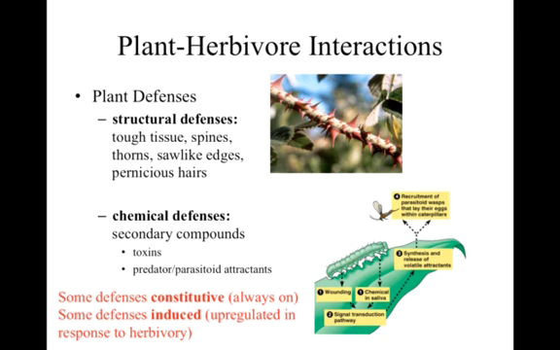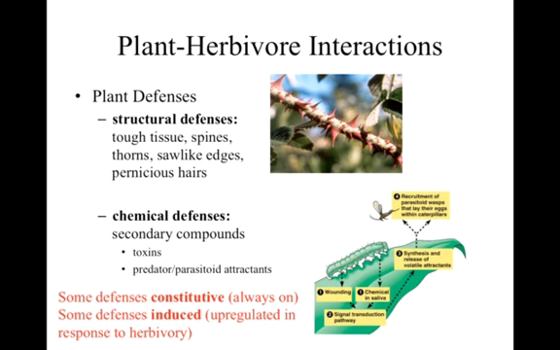Now, there's two different ways that these defenses can be expressed, both structural and chemical. The first is constitutive. That means it's always on. So this is more common with structural defenses. If I think about roses, the rose always has thorns, right? And that's because it doesn't matter whether it's being eaten or not, the rose just makes thorns in case. That's a little different from what we call induced defenses. These are defenses that are only turned on or only turned on strongly when the plant is being eaten.